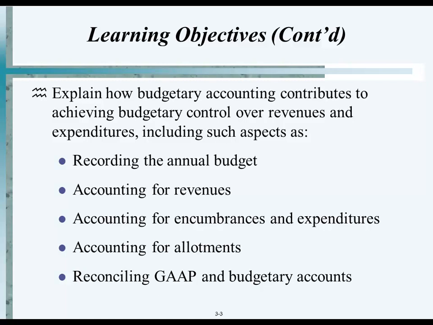How do you record revenues? No rocket science either here. How do you record encumbrances and expenditures? Encumbrances you haven't seen before, but we'll get to see them. Accounting for allotments is not the most important thing. If there was one thing I wouldn't pay too much attention to, it would be the allotments, because most organizations have better controls, computer controls, than doing that. And then reconciling the 2 different bases.